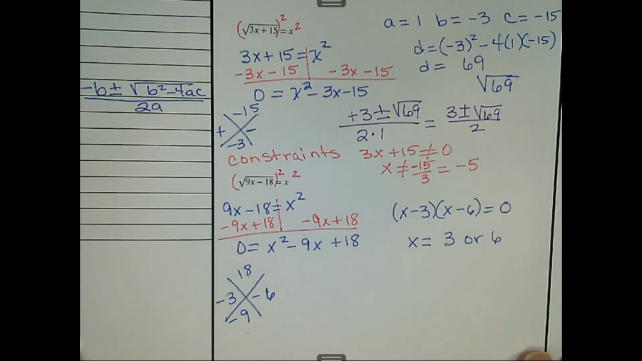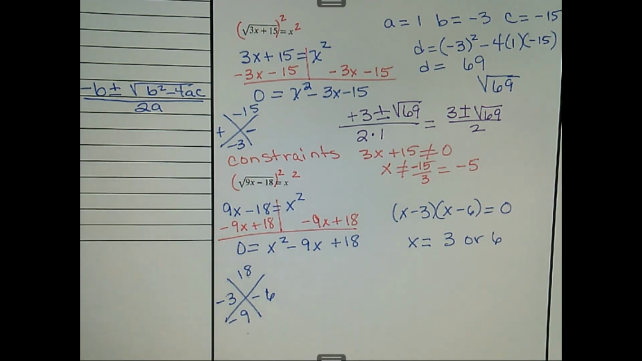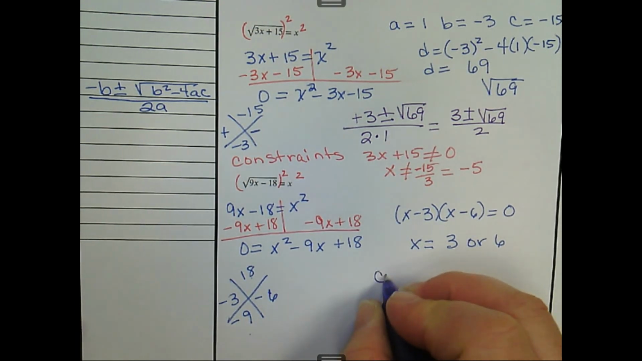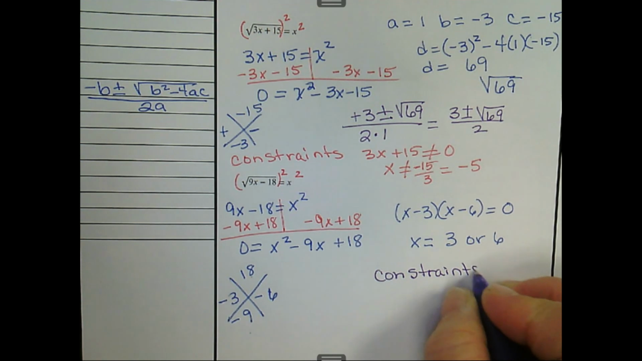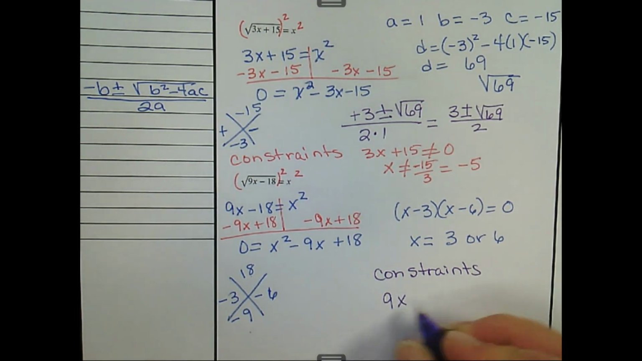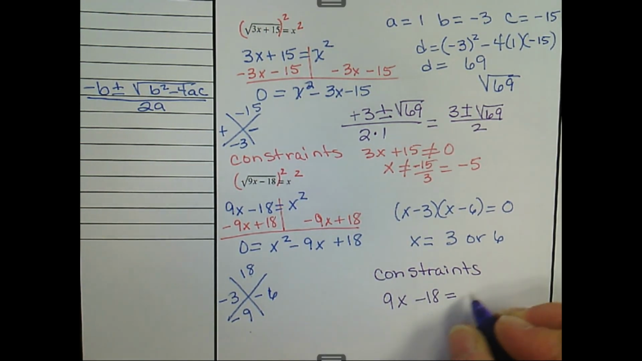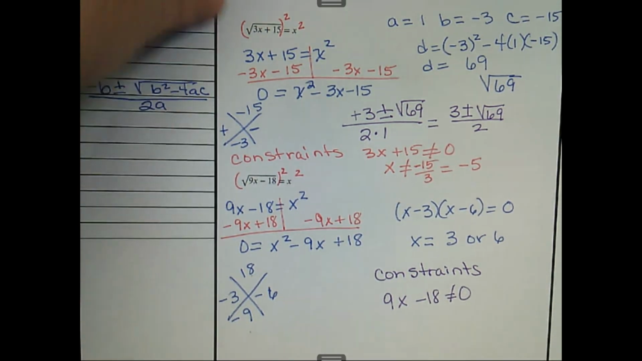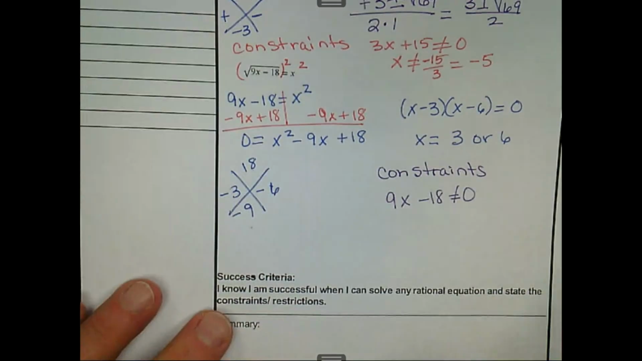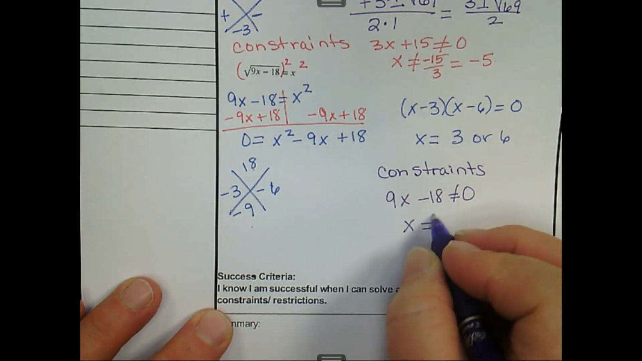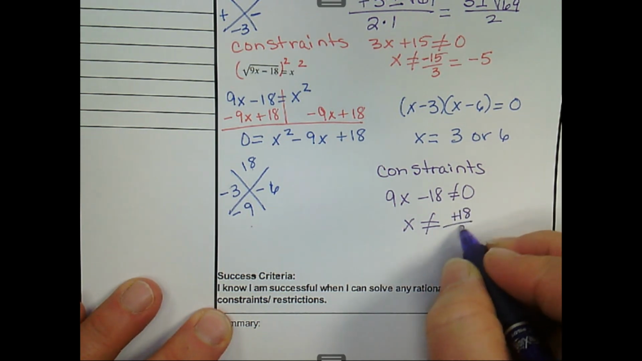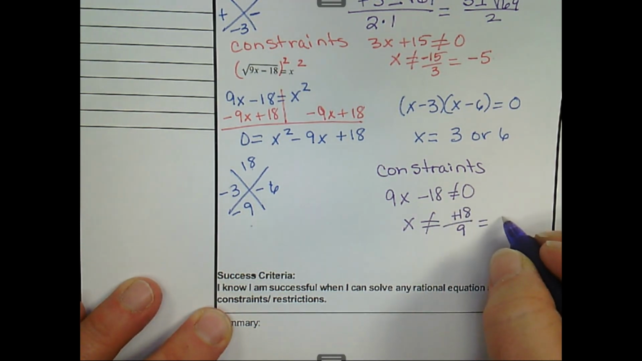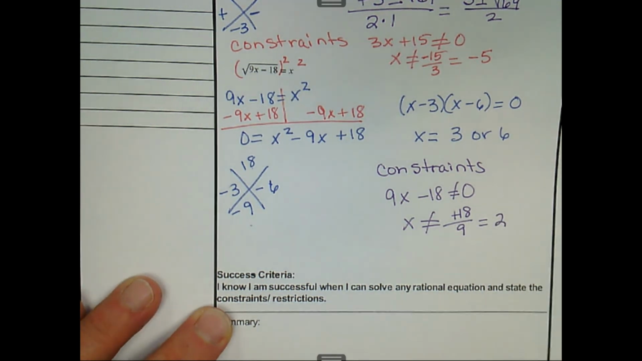Do I have constraints? Yeah, because it's a square root. 9x minus 18 cannot be equal to 0. X cannot be equal to, I have to add 18 and divide by 9. 18 divided by 9 is 2, and I'm done.